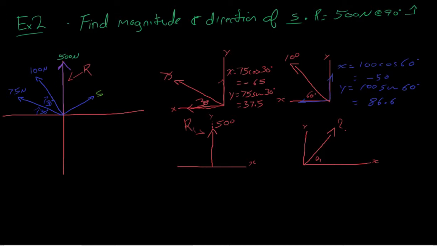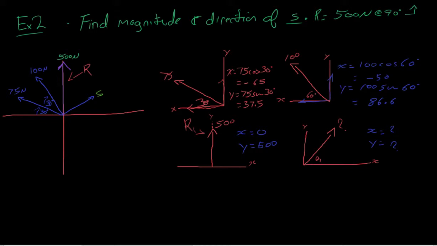In this one, x, well, there is no value for x. X is on the 0, so x is equal to 0. And y, well, y is 500. For this one, we don't know anything.